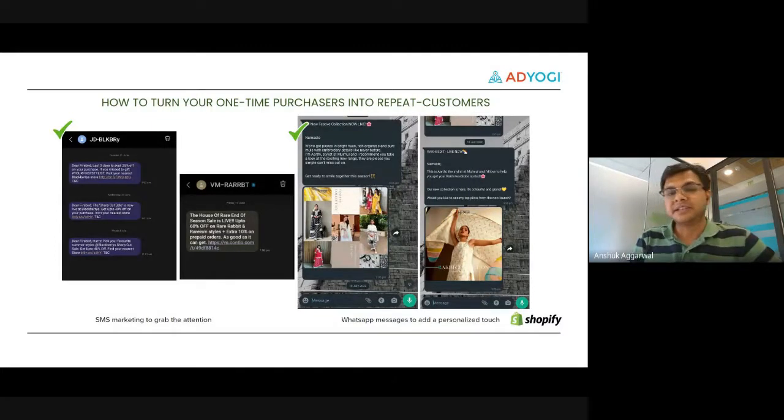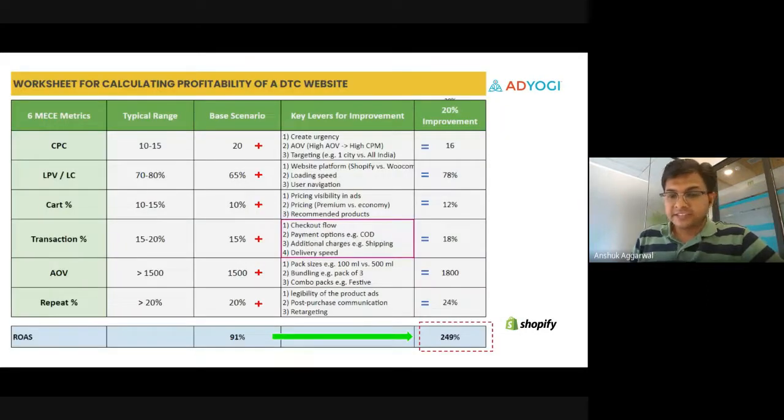We're talking about customer remarketing, not the dropouts on the website. So that's the last slide for today. I think a lot of slides are already done. But what I was trying to show you here is we started with this slide in the beginning. We said we have 6 MECE matrices. We spoke about the typical range, and we took an example of a brand which had 91% ROAS.